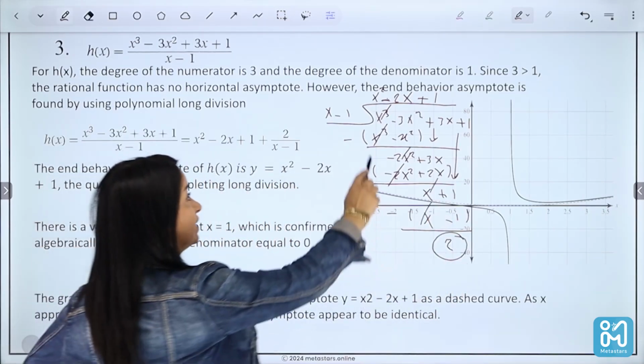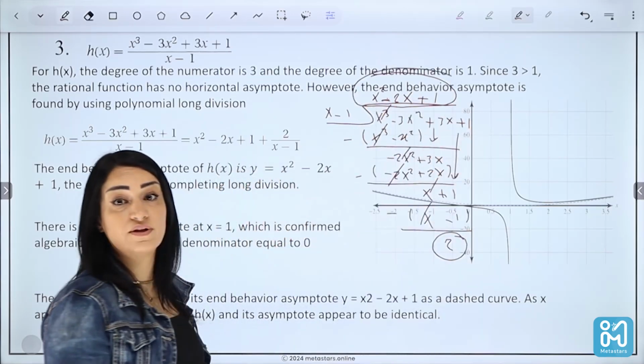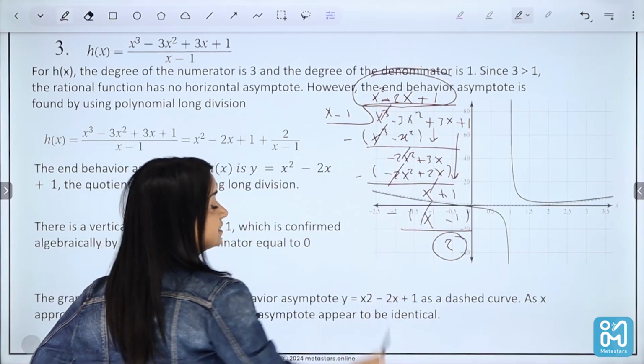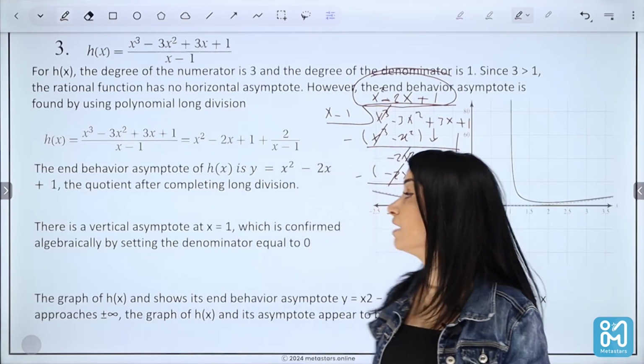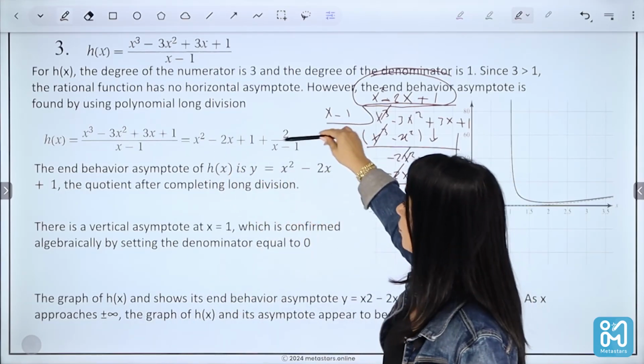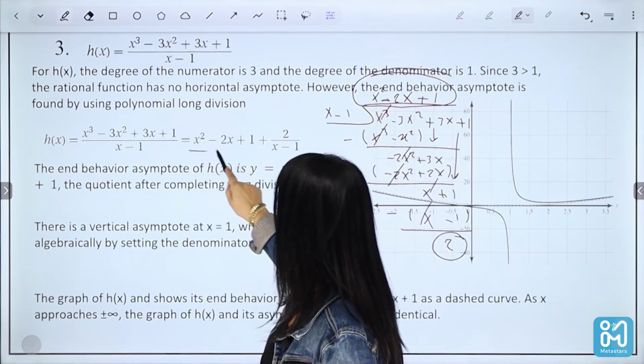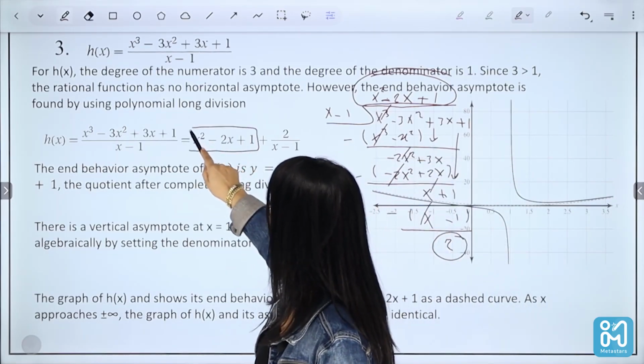So actually here, this is the quotient. This is the answer of what? Of the division. And this is the remainder. So how should we write the answer of the division? It's x squared minus 2x plus 1 and the remainder over what? x minus 1. So I just care here about the quotient.